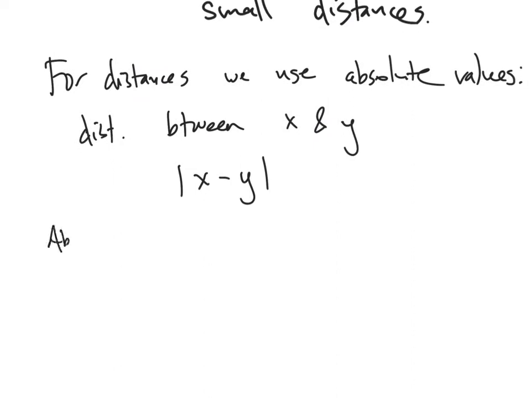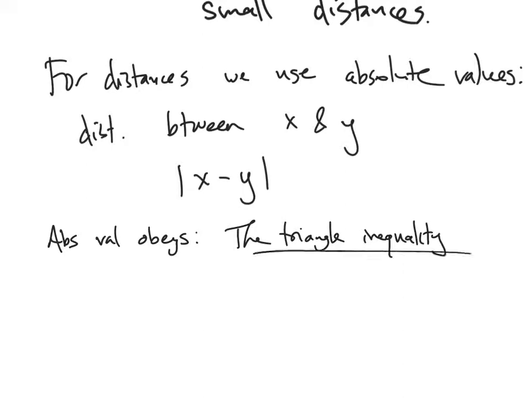So one major important property about absolute values that we're going to use all the time, which I'm sure everybody knows: absolute value obeys something called the triangle inequality. It says the absolute value of x plus y is less than or equal to the absolute value of x plus the absolute value of y.